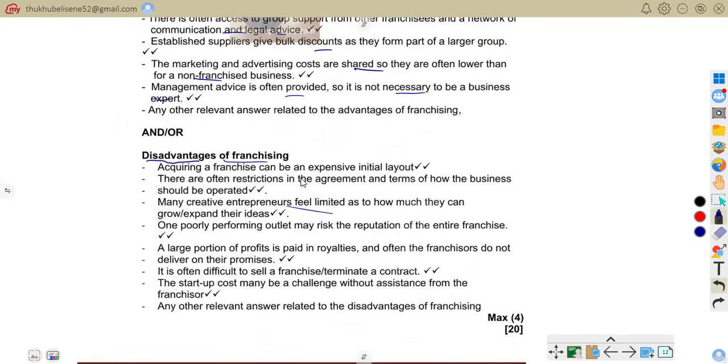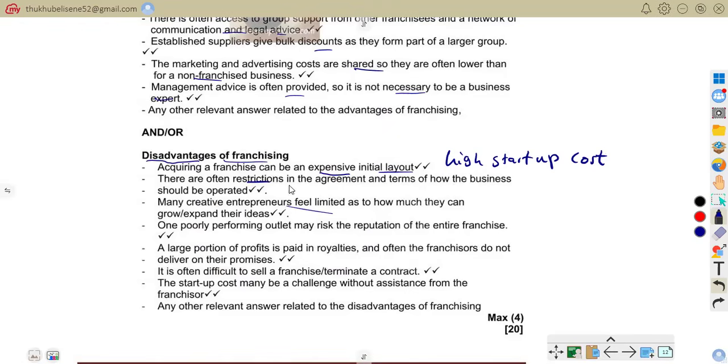Disadvantages of franchising. Acquiring a franchise can be expensive initially. So we are talking about high startup costs, meaning buying a franchise requires a large initial investment. A franchise may cost 1 million to start.